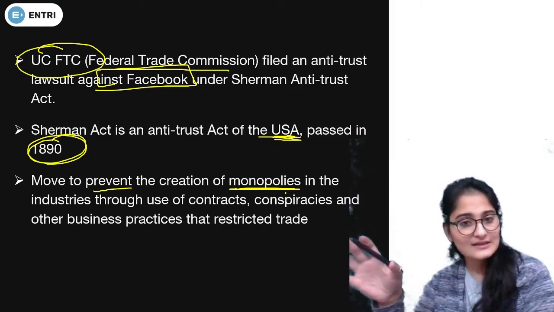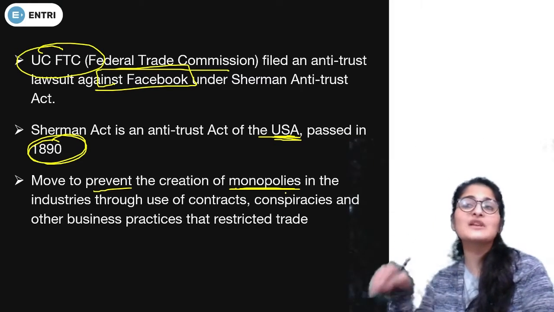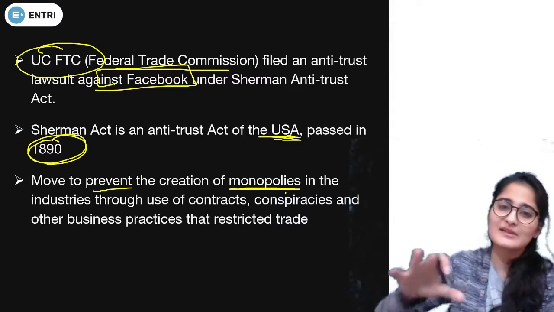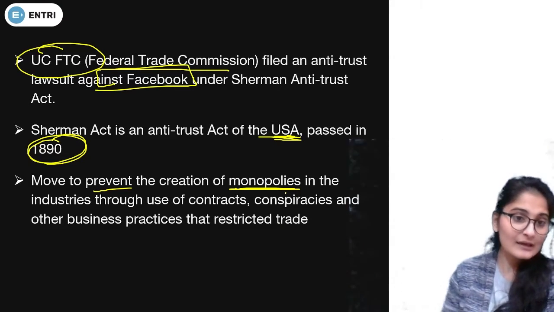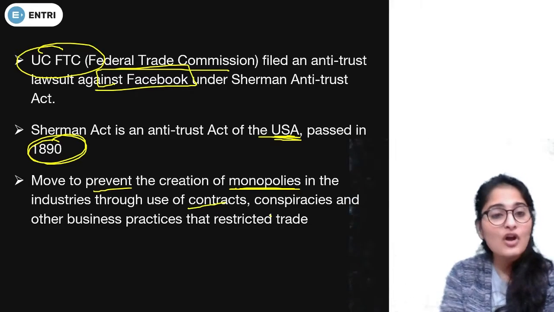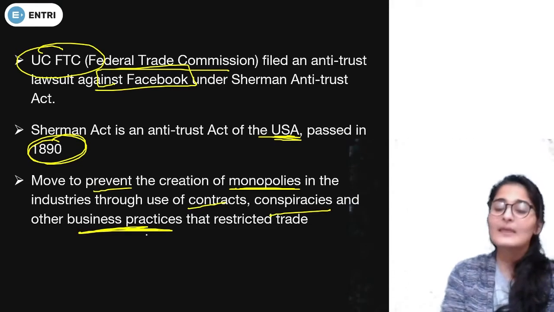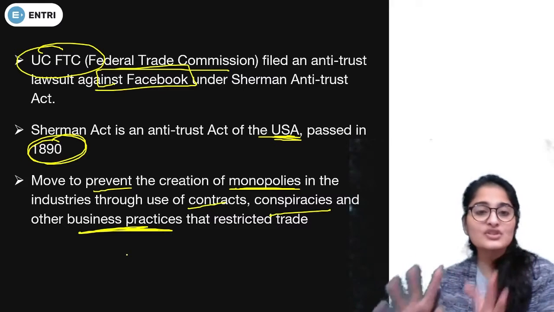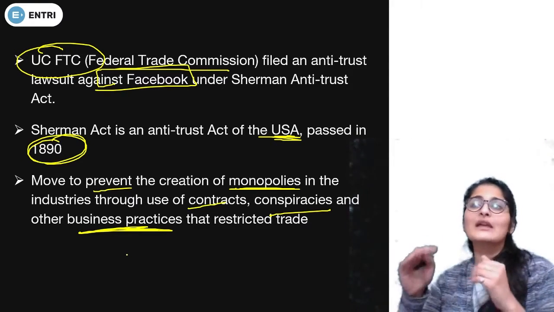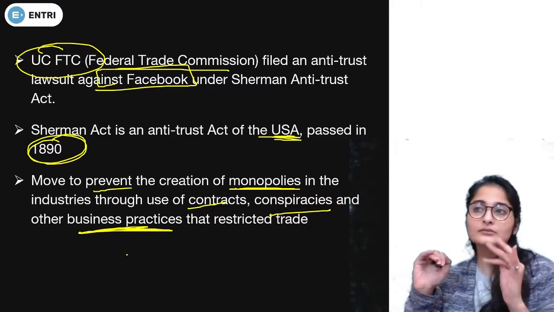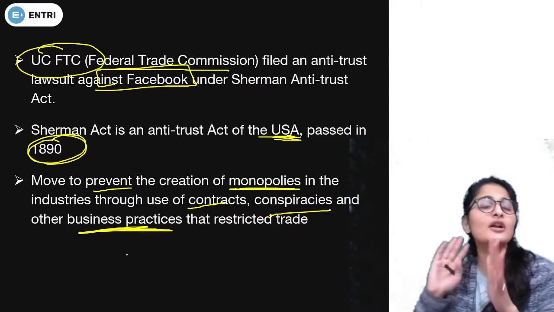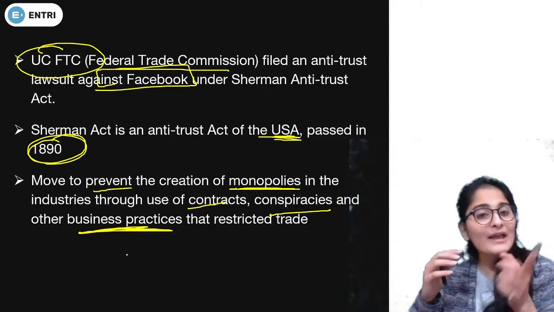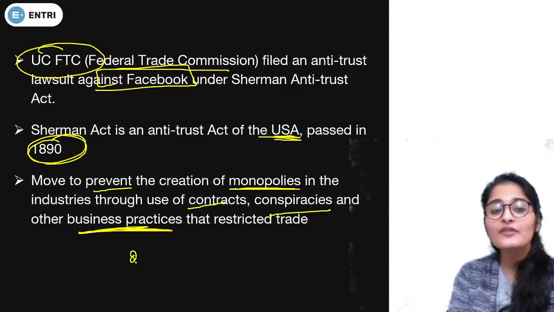First of all, it aims to prevent the creation of monopolies in the industry, because that is a capitalist form of economy. Therefore, there is privatization over there. So, no private company comes up as a monopoly in the organization for any purpose, like in digital organization, Facebook has come up in social media. So, no monopoly should be created through any contract, any conspiracy or any business practice. That means that no acquisition, or being a parent company of a lot of competitive organizations, is allowed as per this act.